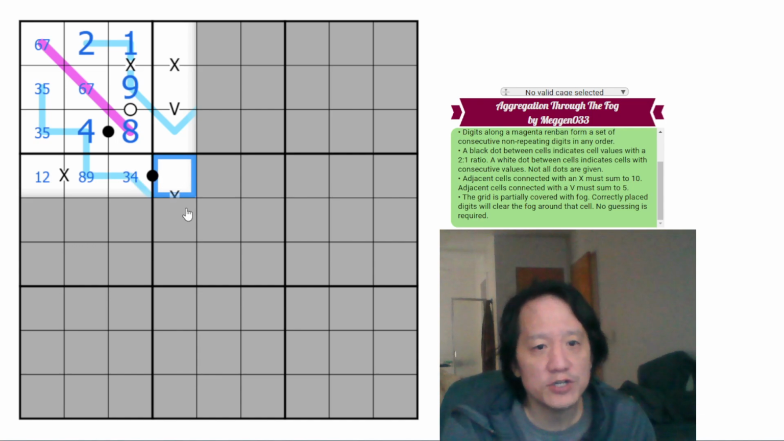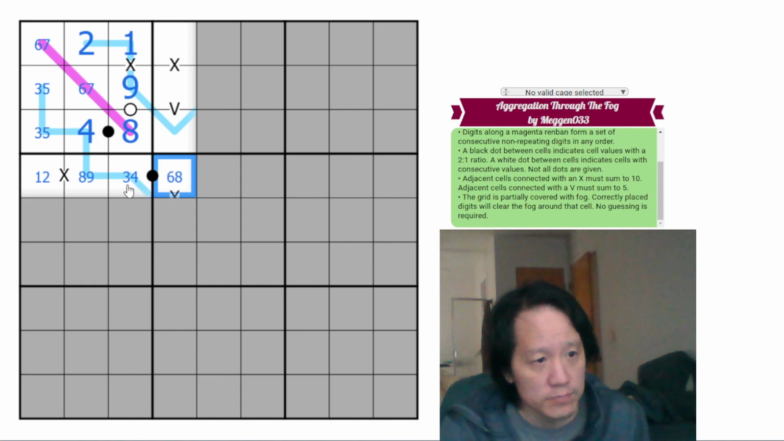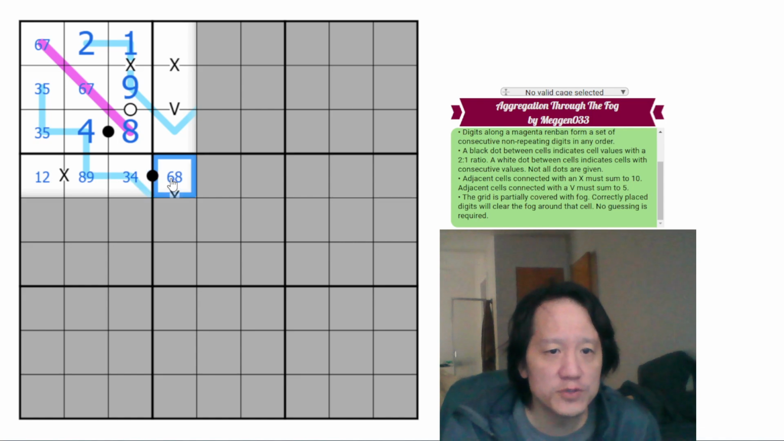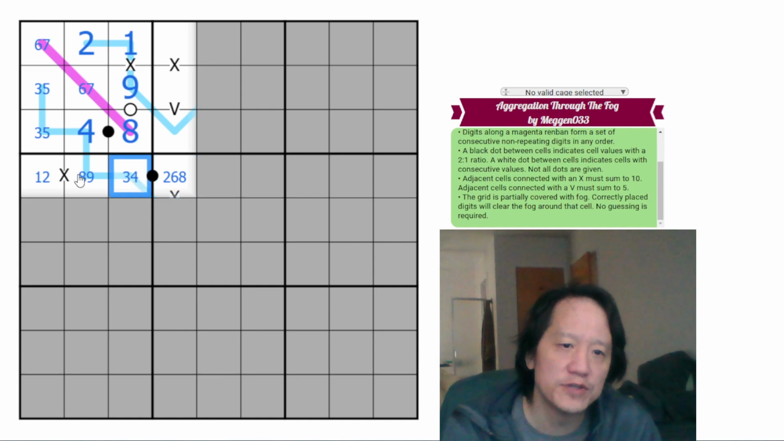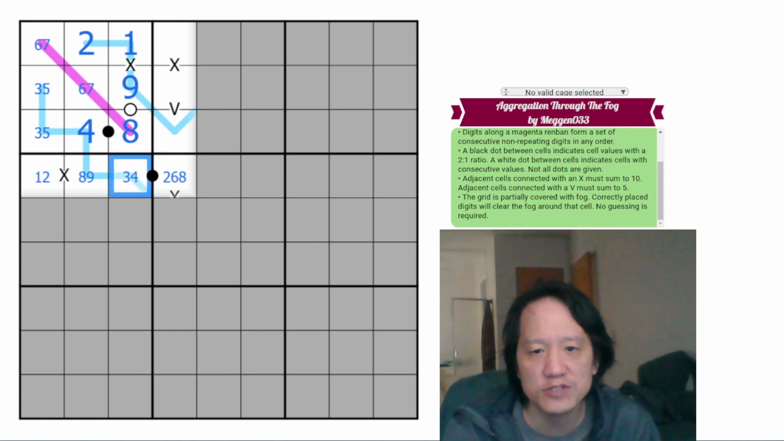This is a 1 to 2 ratio, so this is 6 or 8. If this was 4, this would have to be 8. It could be 2. Okay. Well, if this is 4, this has to be 8. But that would be 2. But then that would eliminate all possibilities for the black Kropke dot. Therefore, this is a 3.